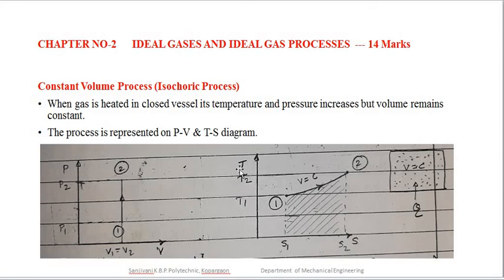Initially we note different properties at the initial state of the gas before addition of the heat, and we plot that on both diagrams. This is the initial state point 1, at which we measure the pressure, volume and temperature of the gas, and also the entropy of the gas. Then we plot this point on the PV and TS diagrams.